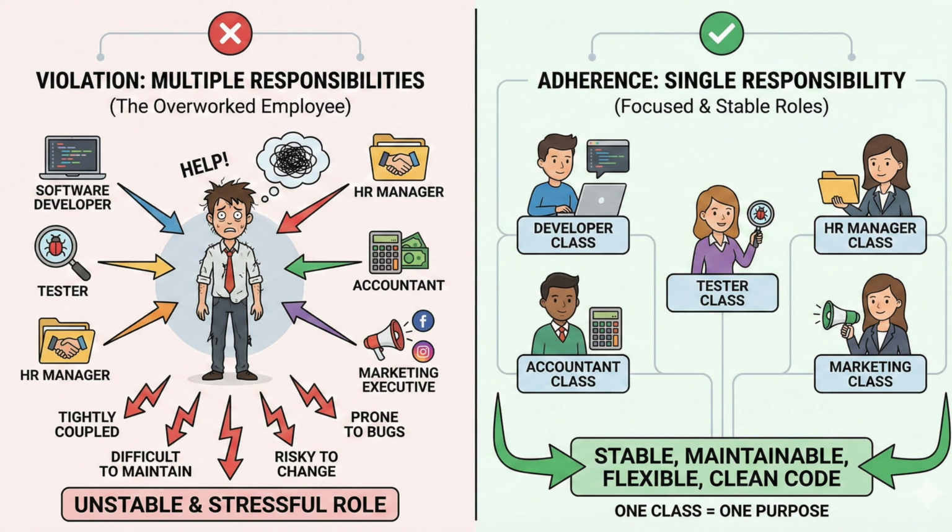But when we follow SRP, responsibilities are well separated. So if something goes wrong, we immediately know where to look, and fixing issues becomes much simpler and safer. It encourages reusability. When each class is focused on a single responsibility, those classes become highly reusable. Other modules, other teams, or even completely different applications can use them easily without modification. Clean separation naturally leads to reusable and professional code.